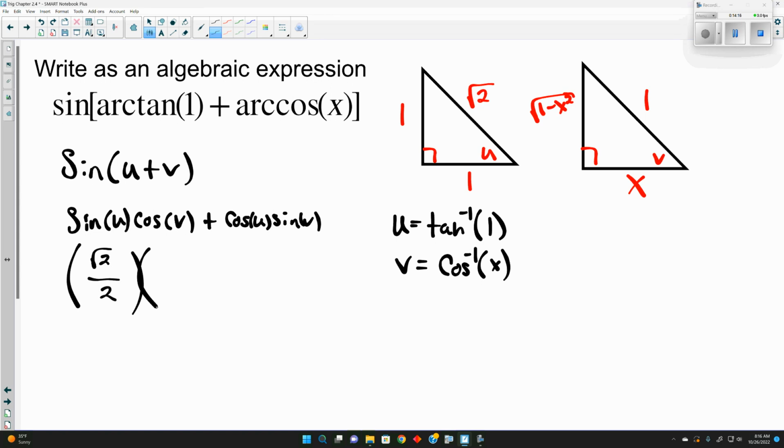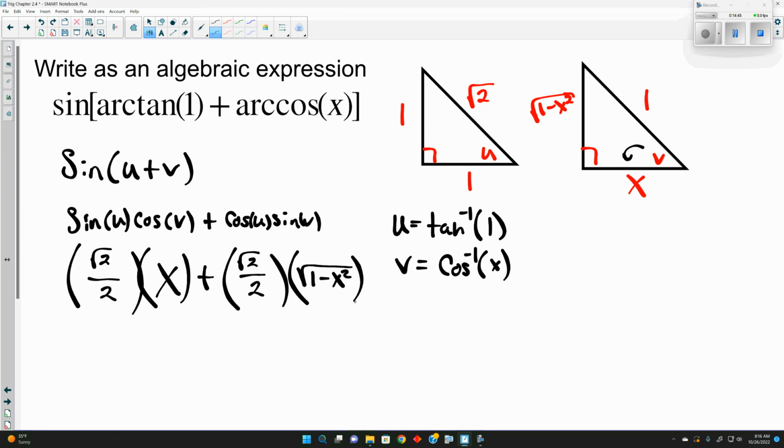Cosine of v. Cosine of v is going to be adjacent over the hypotenuse, which is still just x, plus cosine of u, 1 over the square root of 2, which is square root of 2 over 2. And sine of v is the square root of 1 minus x squared over 1, which is going to be the square root of 1 minus x squared. Questions on how we set this up?